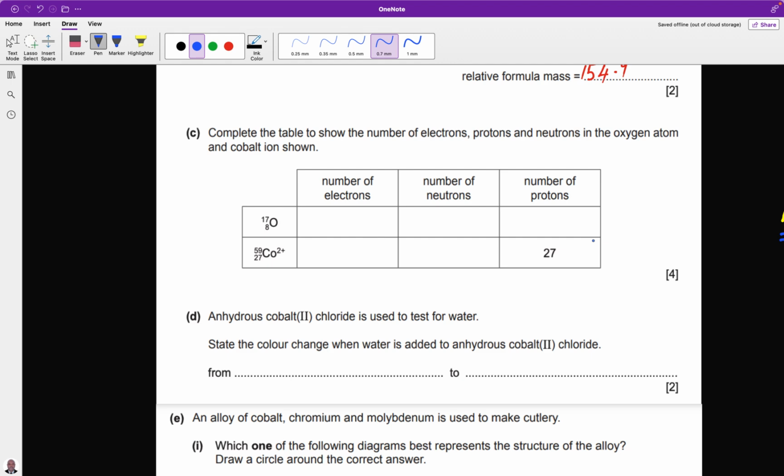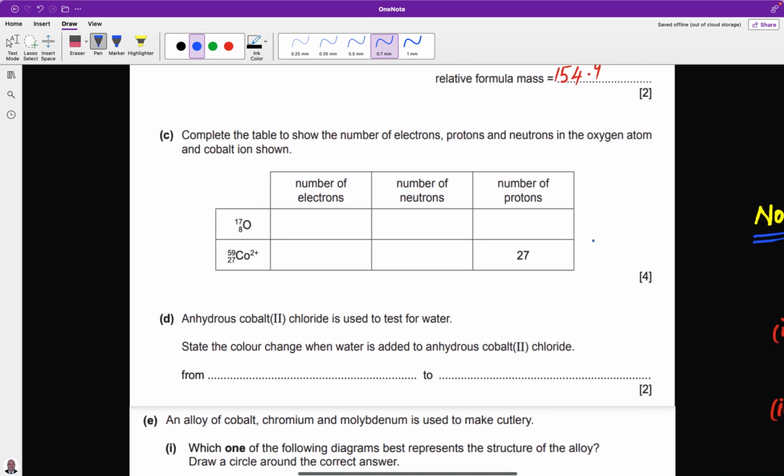Okay, now let's go again to the C part. On the C part, complete the table to show the number of electrons, protons, and neutrons in the oxygen atom and cobalt ion.